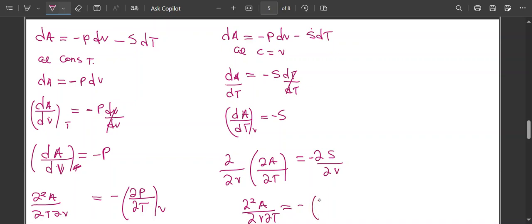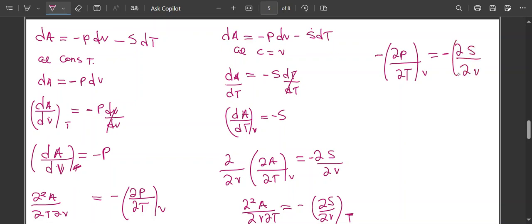Negative partial S over partial V. Remember, this was done at constant volume. This was done at constant volume. This is now done at constant temperature. All right. So you can see this here and this, they are equal. So meaning that this thing and this thing we have here is, so we have negative here, we have negative partial derivative of P over partial derivative of T at constant volume is equal to this thing that we have here. So this is partial derivative of S over partial derivative of V. This is done at constant temperature. So this is another relationship we can obtain.